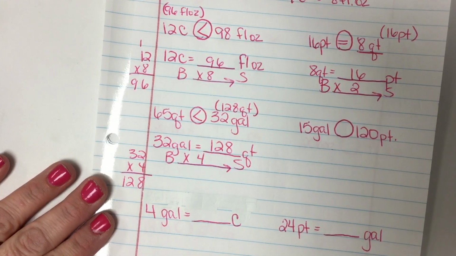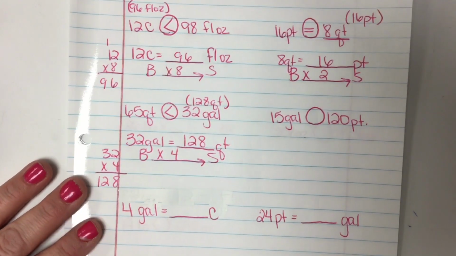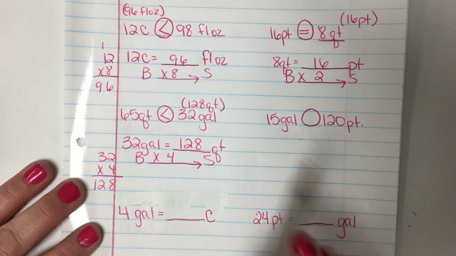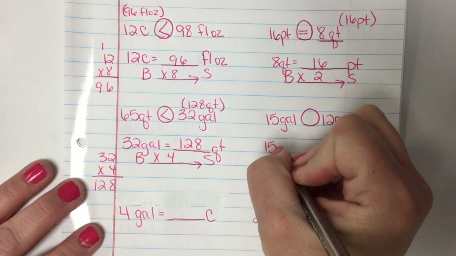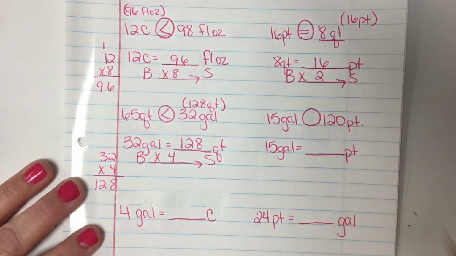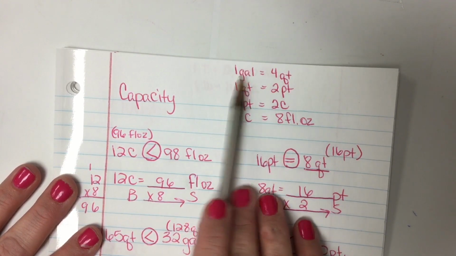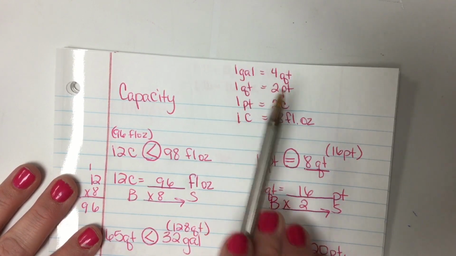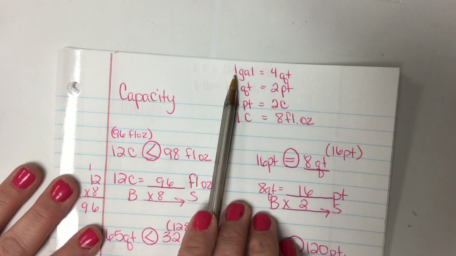All right, one more. 15 gallons, greater than, less than, or equal to 120 pints. Again, gallons is the biggest measurement. So 15 gallons equals how many pints? When you look at this chart, I go gallons to quarts, quarts to pints, but I don't have a conversion for how many pints are in a gallon, do I?